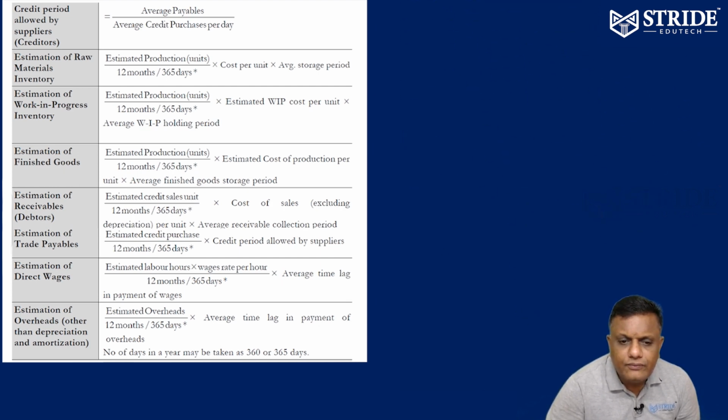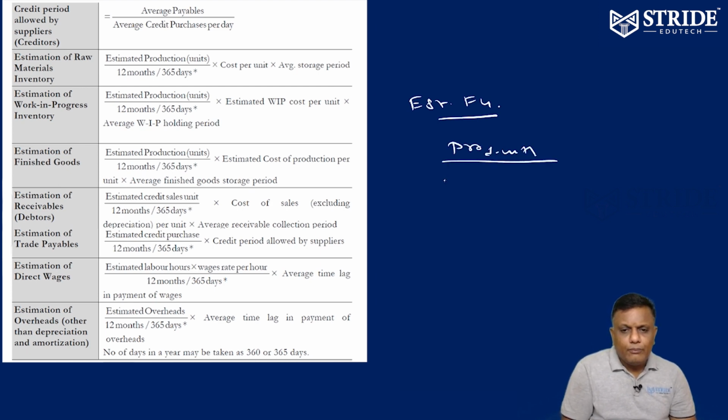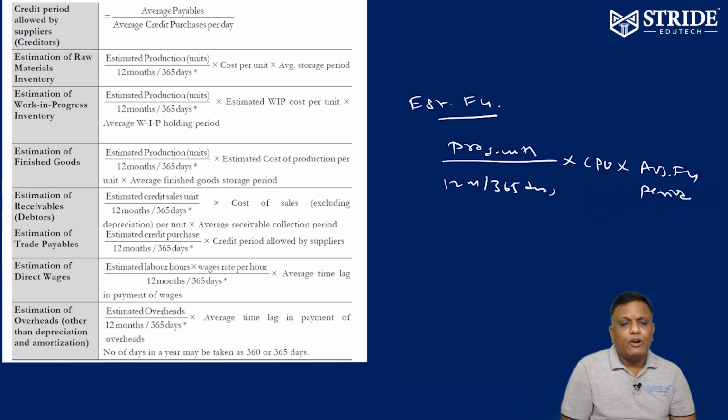Next, how to find estimation of finished goods? Estimation of finished goods is equal to production units by 12 months or 365 days, into cost of production per unit, into average finished goods period. By solving problems, you will be able to understand easily.